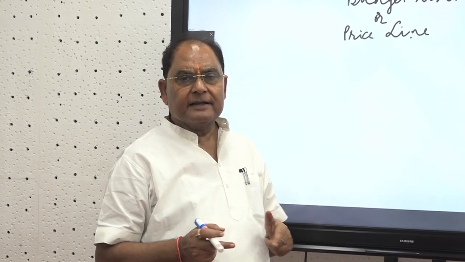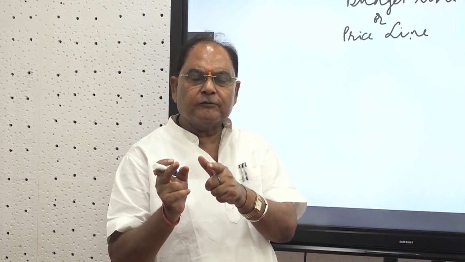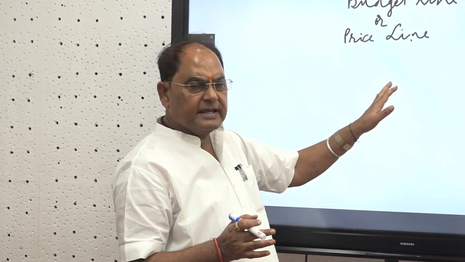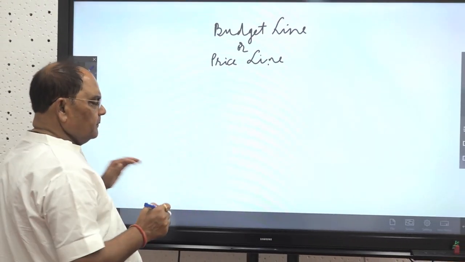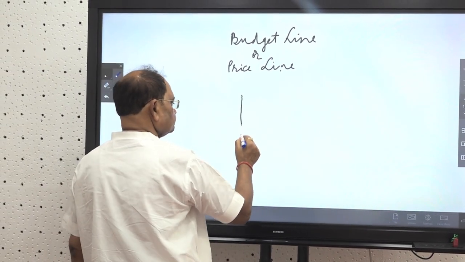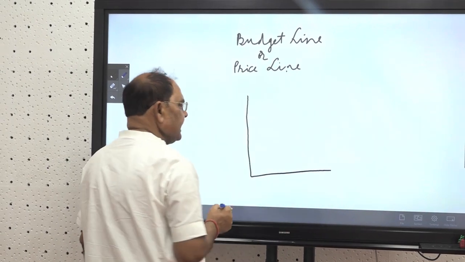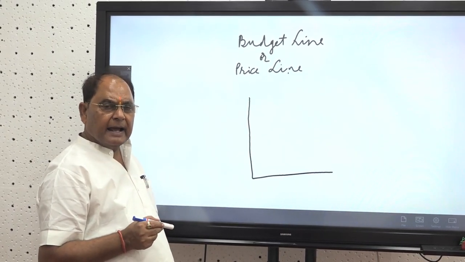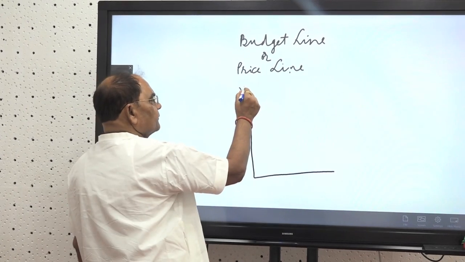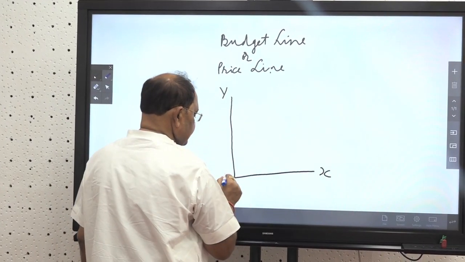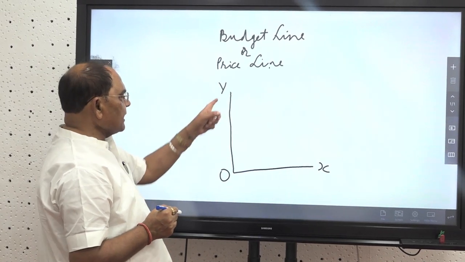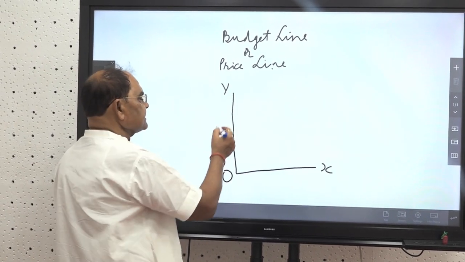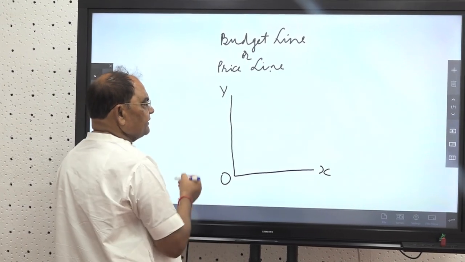Say an individual can buy this much of X and this much of Y. So whatever is the quantity that can be purchased, it's shown with the help of the budget line. This budget line depends on two factors. Let me show you the budget line first. Say a person has an amount of rupees 100, and commodity Y and commodity X, these are the two commodities on offer for that person. Supposing commodity Y is costing rupees 10 each and he has got rupees 100 with him.